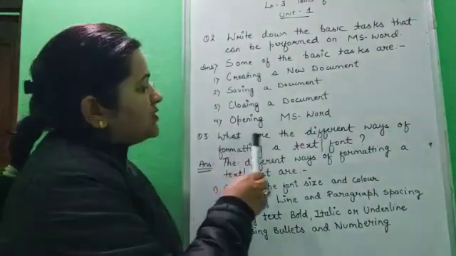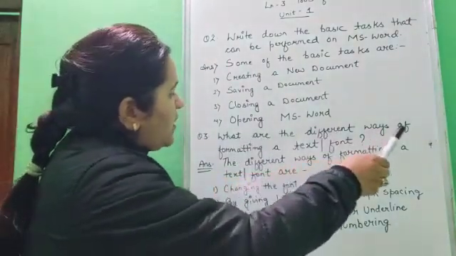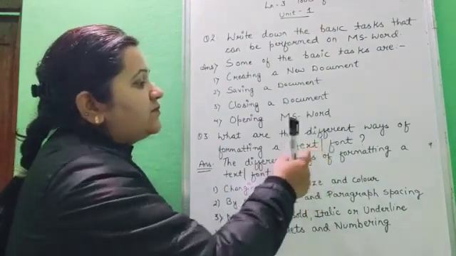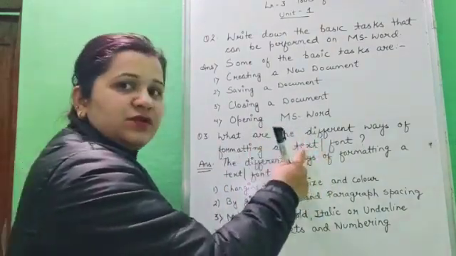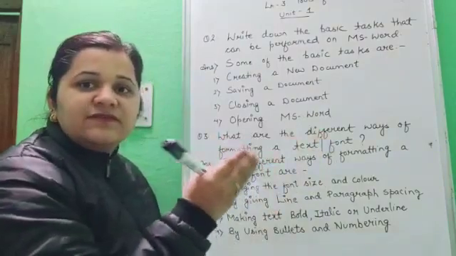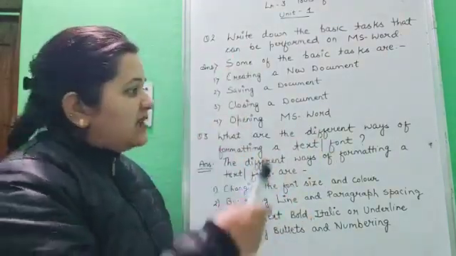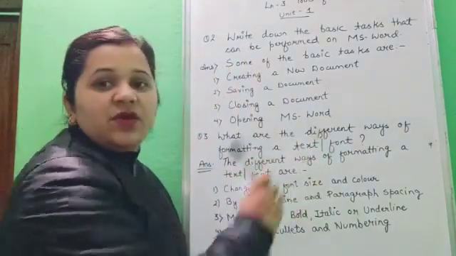Next comes, what are the different ways of formatting a text or font? Text or font, both are same. You can say text also, you can say font also. And text and font are simply the letters or the words. In English we say words, and in computer language we say text or font.